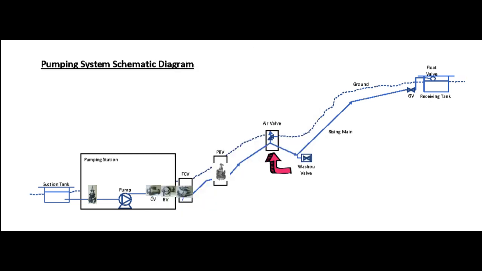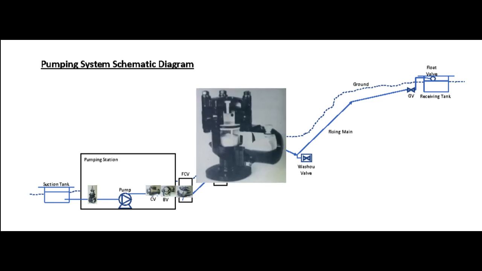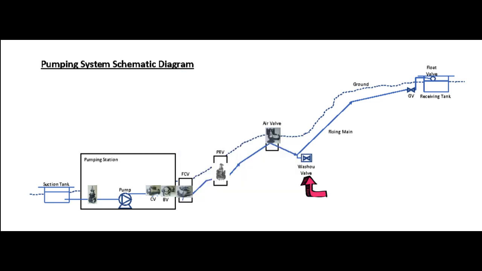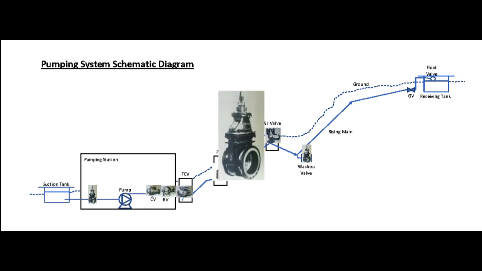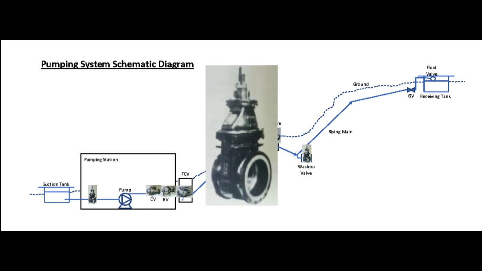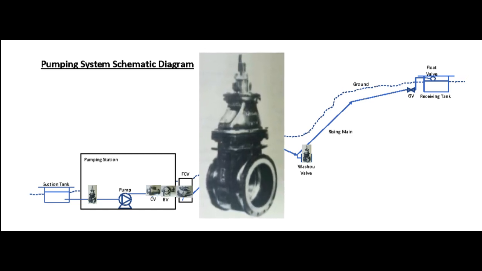Air release valve. An air release valve is installed at every high point where air is normally trapped. This valve will release the air trapped inside the piping to allow full pipe flow. Washout valve. A washout valve is installed at the lowest point to allow for draining of water in the pipe during maintenance. A washout valve is normally an isolation gate valve type. When draining of the pipeline is required, the gate valve will be opened.